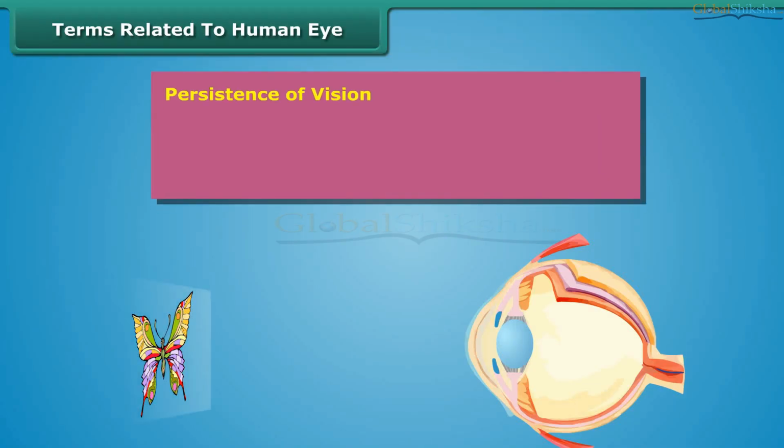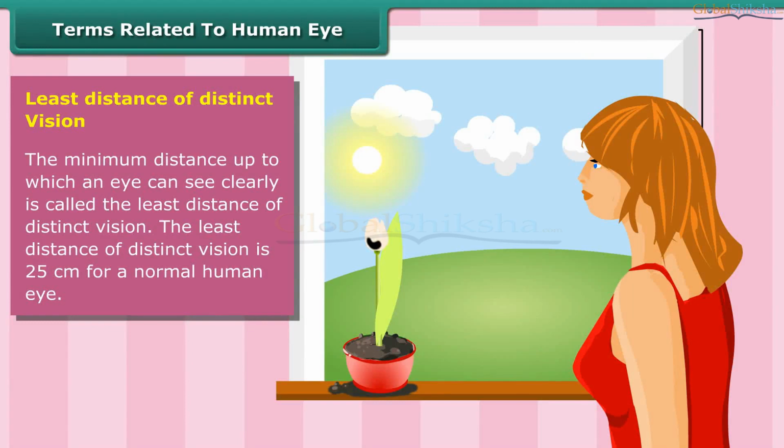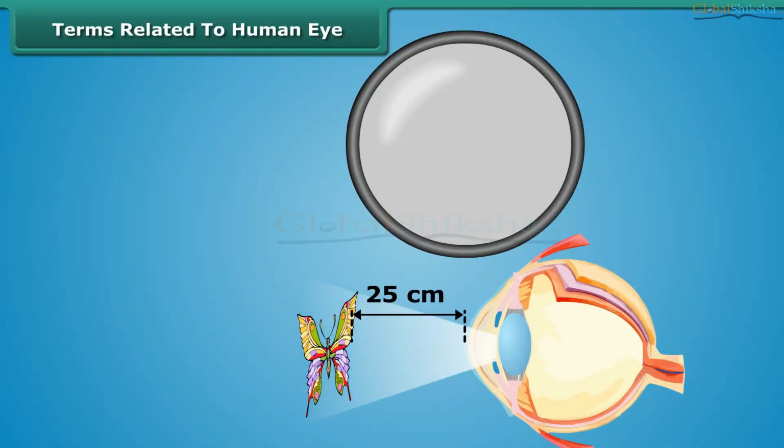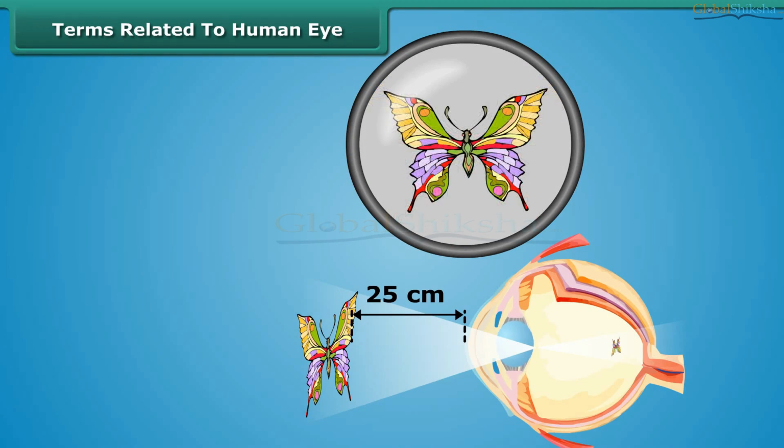Persistence of vision. The phenomenon of the eye, by which an after-image is thought to persist for approximately 1/16th of a second on the retina. Least distance of distinct vision. The minimum distance up to which an eye can see clearly is called the least distance of distinct vision. The least distance of distinct vision is 25 centimeters for a normal human eye.